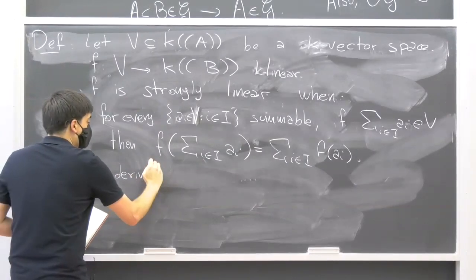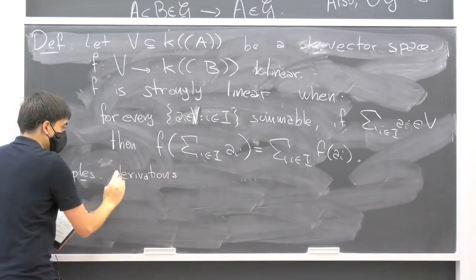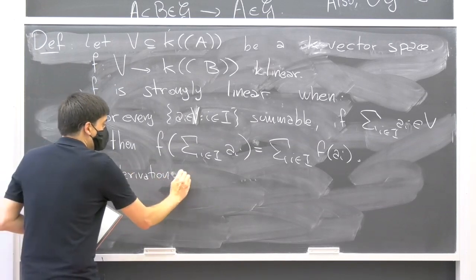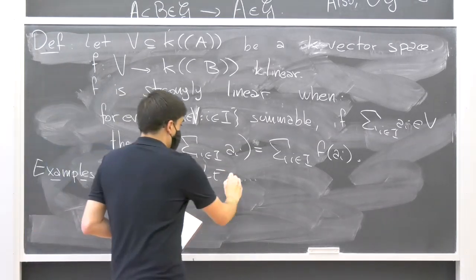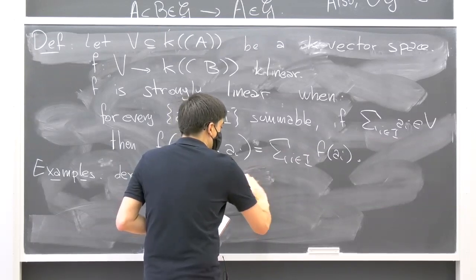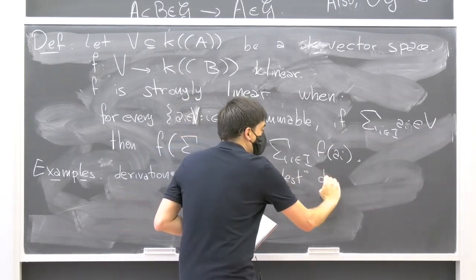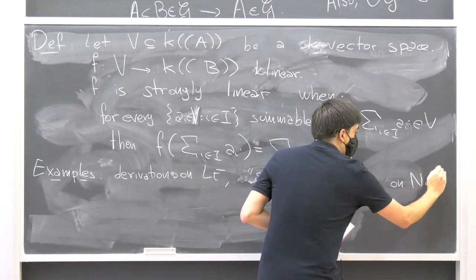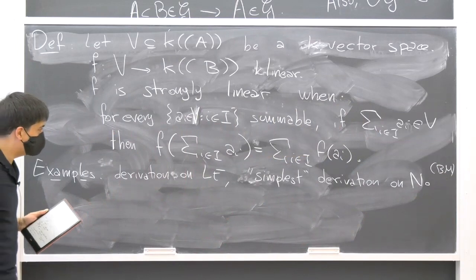Derivations. I mean, not all of them, but known derivations. How do I say? No, derivation on E. So the derivation on any series is of this kind. Then the simplest derivation on the surreals. And when I say simplest, I mean the one we were doing some time ago.